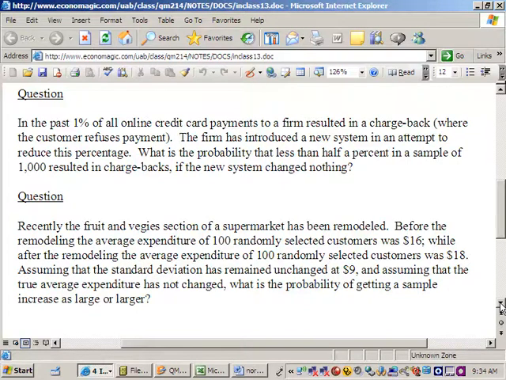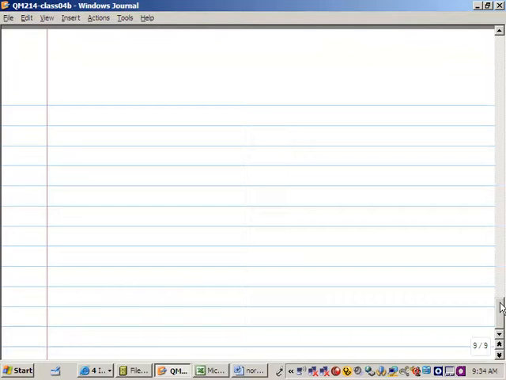What is the probability that less than 0.5% in a sample of 1,000 result in chargebacks if the new system changed nothing? Okay, if the new system changed nothing, then the past percentage of chargebacks still holds, and that's the 1%. So in this case, our population information is that p is 1%, which is 0.01, 1 in 100.